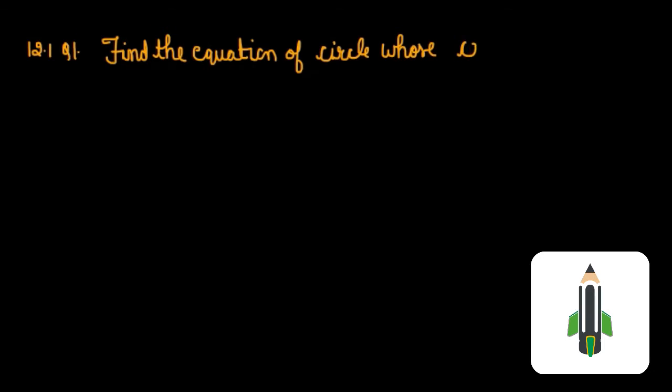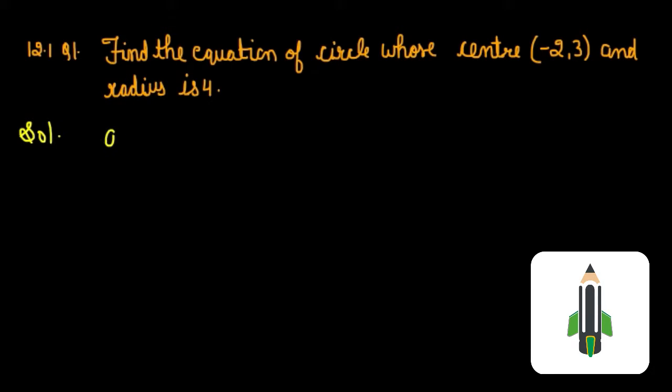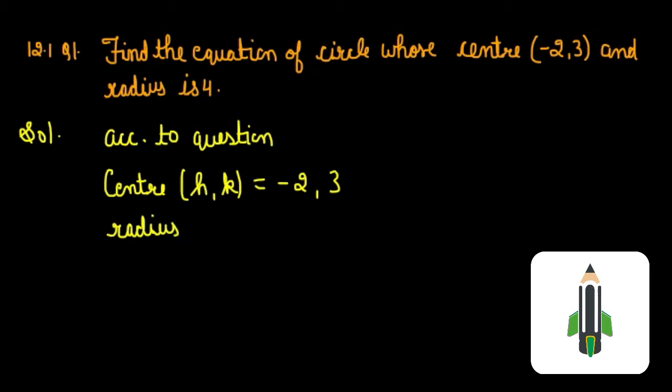In this video, we are going to solve question number 1 of exercise 12.1. Find the equation of circle whose center is (-2, 3) and radius is 4. Now, according to the question, the center is (h, k), which is (-2, 3), and the radius is r, which is 4 units.